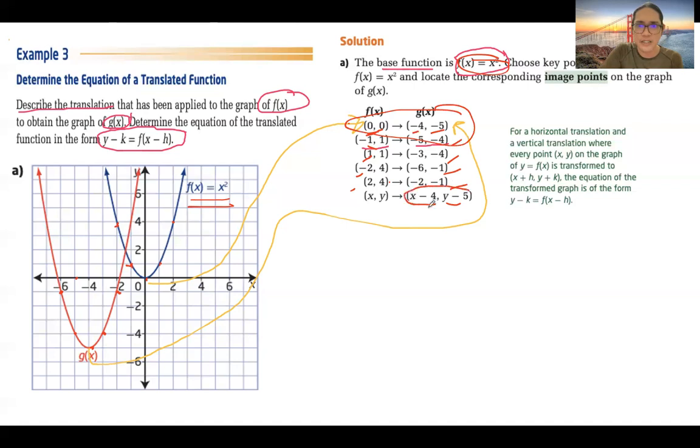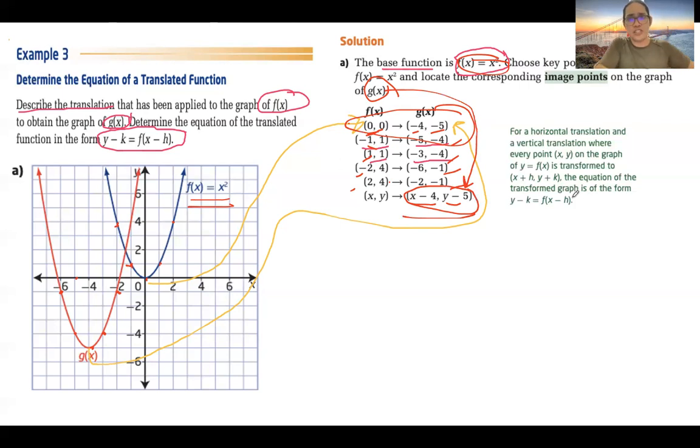So this is now, of course, the image, the mapping notation that can describe the image points that we have on the graph of g of x. Okay, we can describe the formula by doing this one, x minus 4 and y minus 5. Okay, you'll just do this one, then you'll have it.